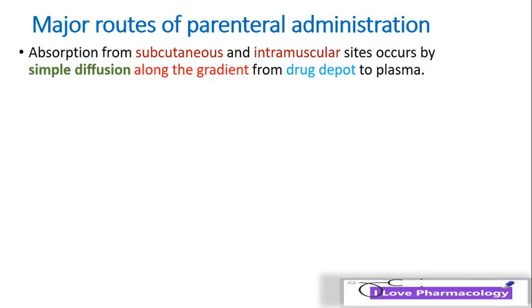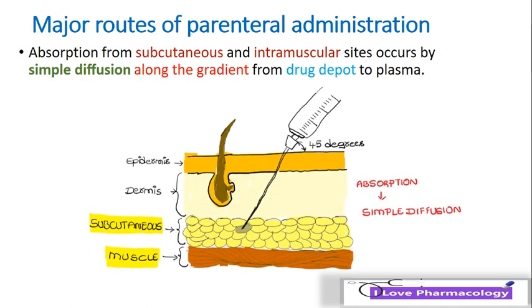Next, moving on to some important features of parenteral administration. The absorption from subcutaneous and intramuscular sites occurs mainly by simple diffusion along the concentration gradient from the drug depot to plasma. To understand this, you can see the diagram showing subcutaneous administration, where the drug is administered into the subcutaneous tissue and gets deposited there. It should be administered at an angle of 45 degrees, and the absorption here takes place mainly by simple diffusion.